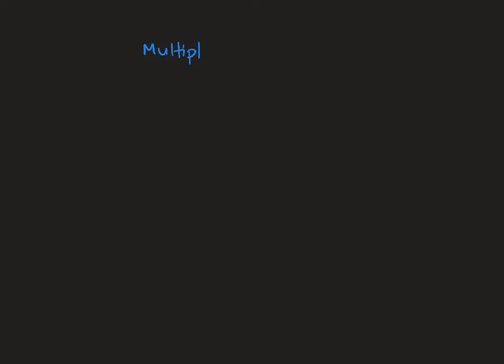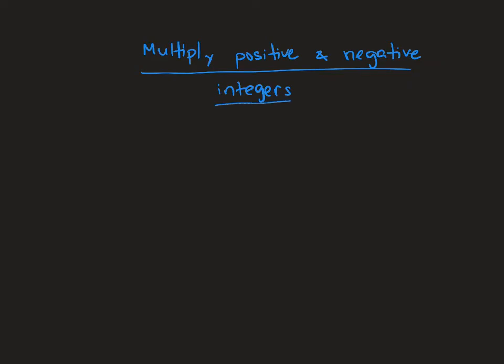Now, we did adding and subtracting positive and negative numbers already. So now we're going to be focusing on how to multiply positive and negative integers. I'm saying integers specifically for a reason, okay? Because I'm not focusing on decimals and fractions. That's a whole other thing. Just positive and negative integers. Think of whole numbers and the opposites of whole numbers.